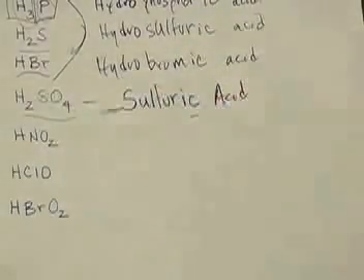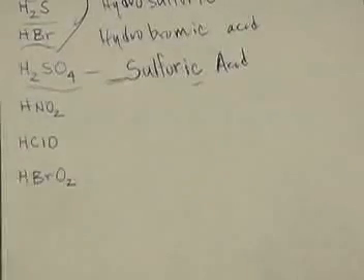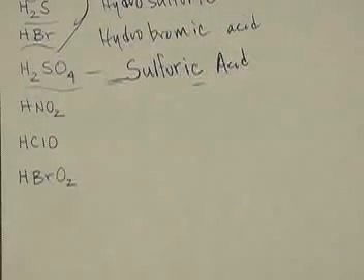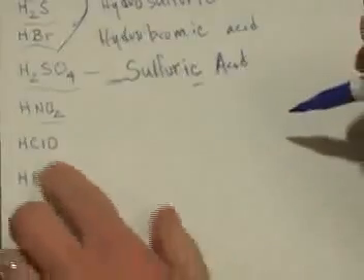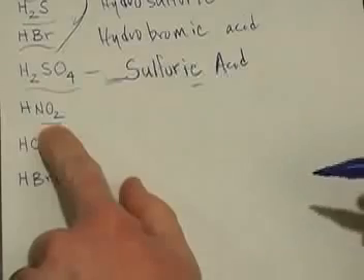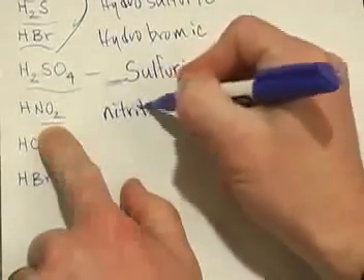Okay, HNO2. Well, this one's an oxy acid as well. So I need to know what NO2 is and find out what its ending is. And NO2, I don't know if that one's on here or not. You have to have that one memorized or look it up on your polyatomic ion list and you'll find out that NO2 is called nitrite. Nitrite. I'll just write that down here.